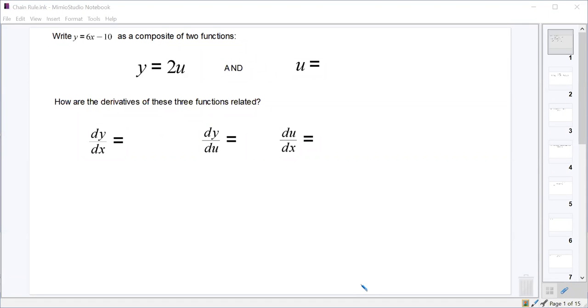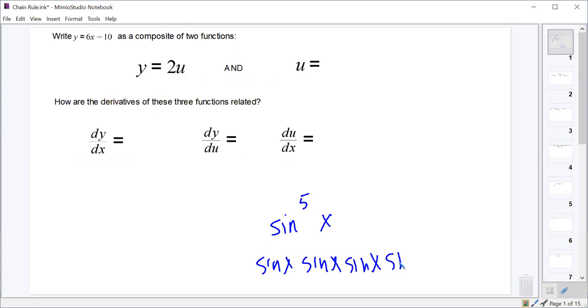Because the chain rule is going to allow us to take the derivative, let's say, of something like sine to the fifth of x really easily, rather than having to write it out as sine x times sine x times sine x times sine x times sine x, and then using a bunch of different applications of the product rule to do that. The chain rule is going to let us do that very simply, very easily, and give us a much more simplified answer.